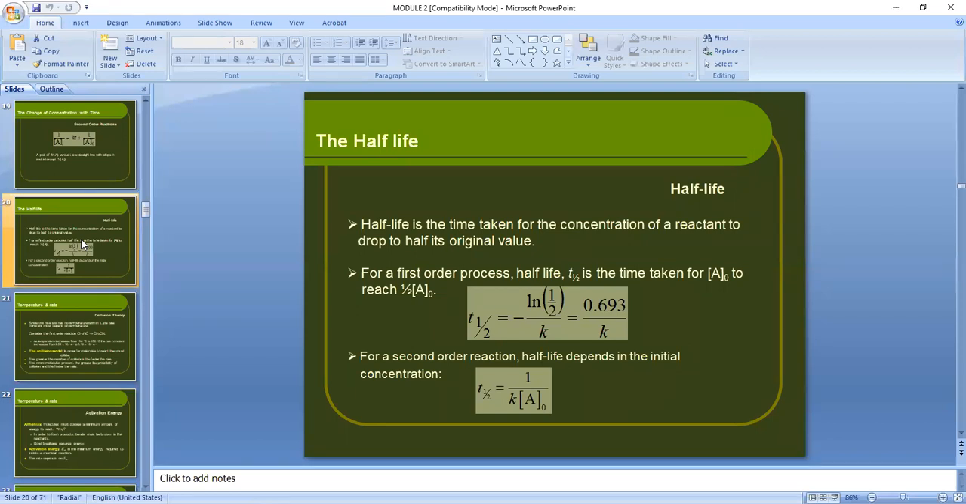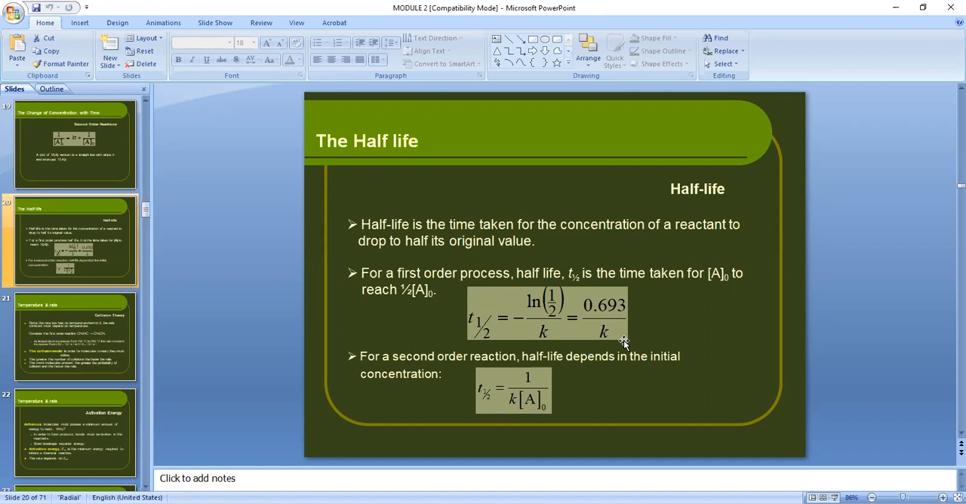Now, for a first order reaction class, this is the half-life. So I suggest you memorize it. Anyway, it's also, I think, in the handbook. This is already pre-derived from the first order rate law. We just assign Ca to be equal to 0.5 CaO, and we're able to get the half-life for a first order reaction. So it's dependent only on the rate constant.